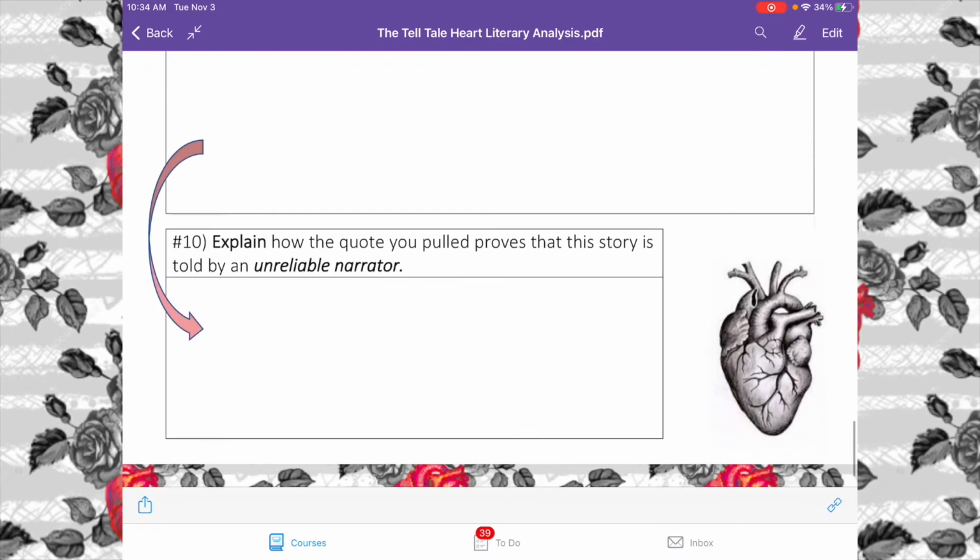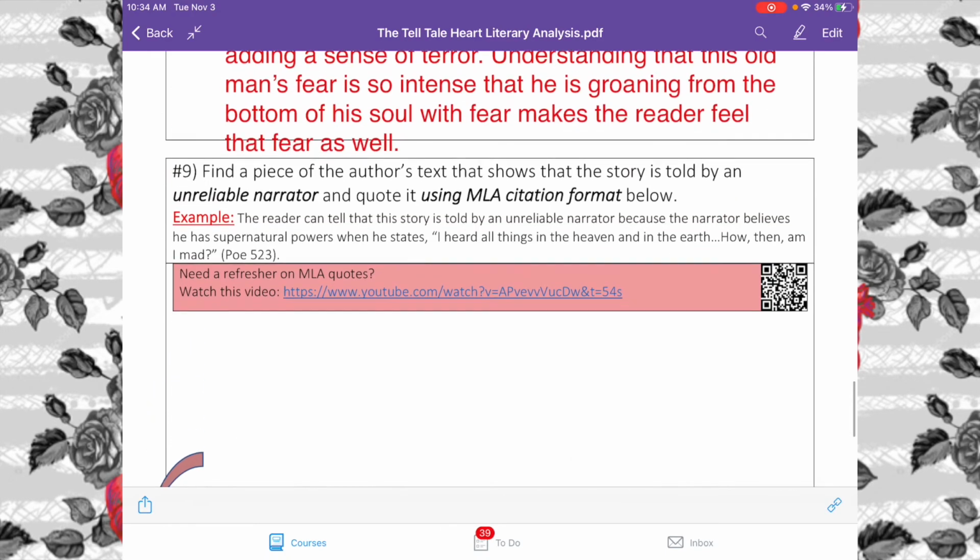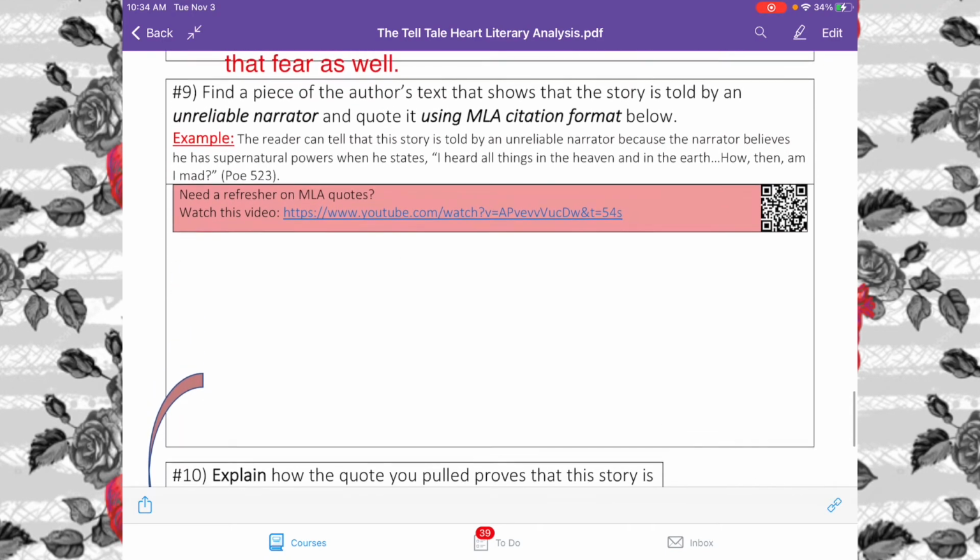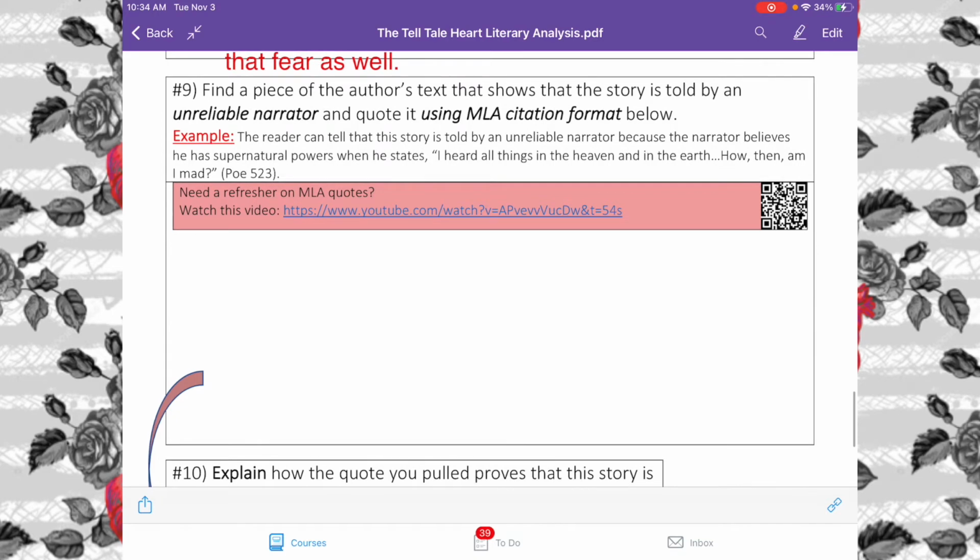All right, now we're going to our very last piece. Number 9, find a piece of the author's text that shows that the story is told by an unreliable narrator.